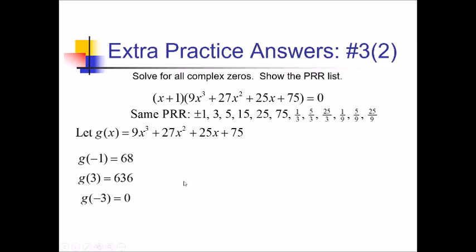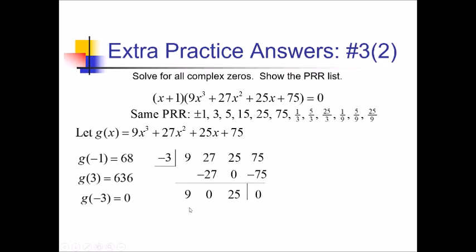So now we will do synthetic division on just g of x here using negative 3 as the box number. So my coefficients now, we've got 9, 27, 25, and 75. And our box number now is negative 3. Let's start by bringing down that 9. Times negative 3 gives me negative 27, and we've already got 0 down there. Times negative 3 is 0, plus 25 is 0. I love 0. Times negative 3 gives us negative 75, plus 75 is 0.